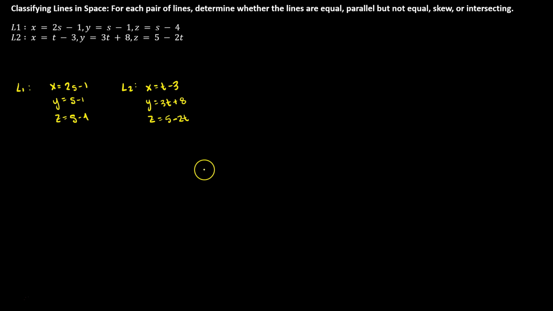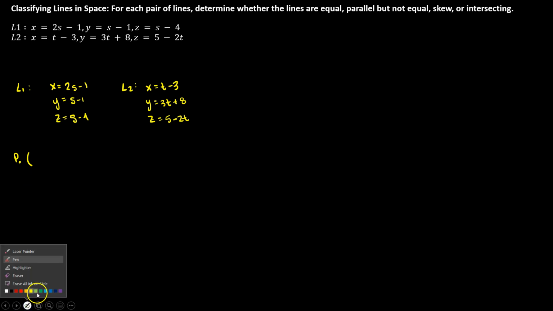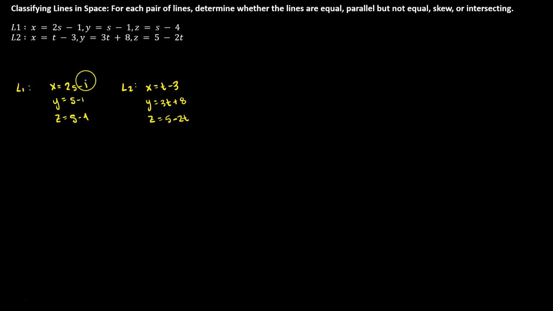So if we're looking at these two lines, then we can extract the point P0 from each line. So let's go ahead and do that. From line 1, P0, and we'll color code these, why not? Used blue. From line 1, P0 comes from the constant in our equations. So P0 is at -1, -1, -4. And then for line 2, we again are extracting the constants. So we have -3, 8, and +5.